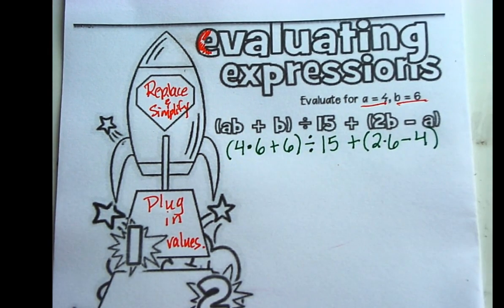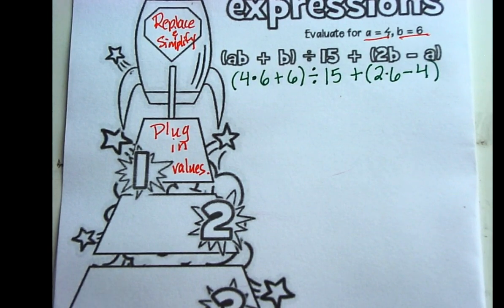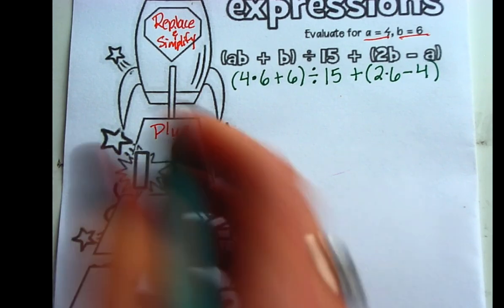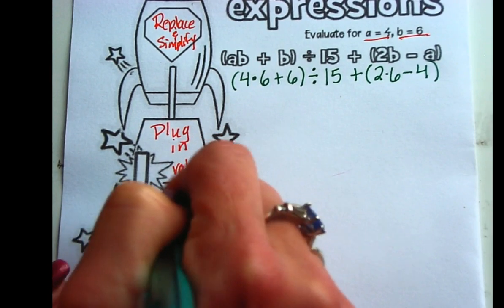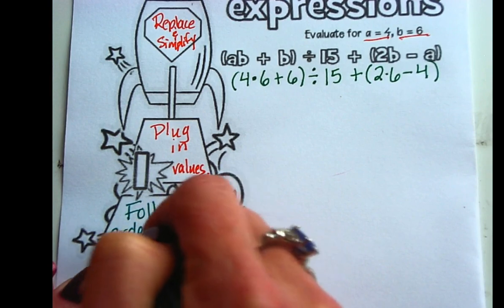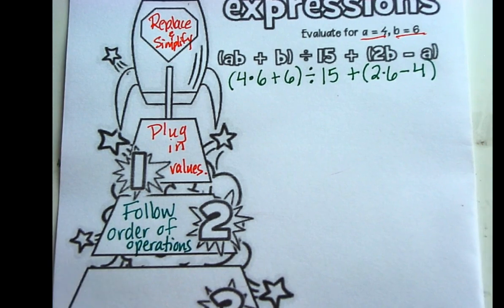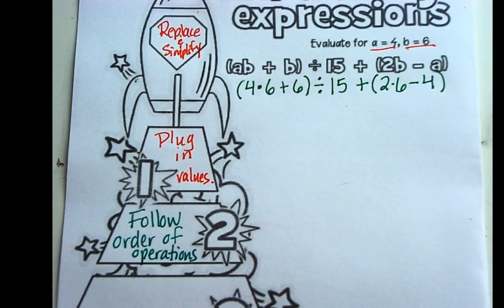All right, so now that we've plugged in our values, our number 2 step is going to be what? How are we going to solve this? We're going to follow the order of operations. So our next step, step 2, is to follow order of operations. Okay? So now we're just going to do that. You're going to do that along with me.